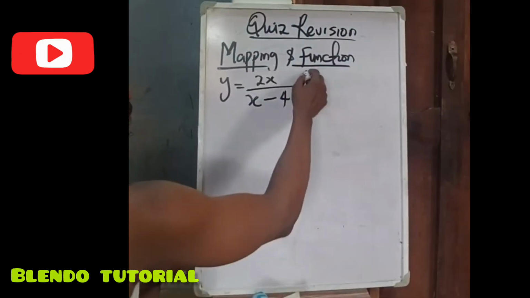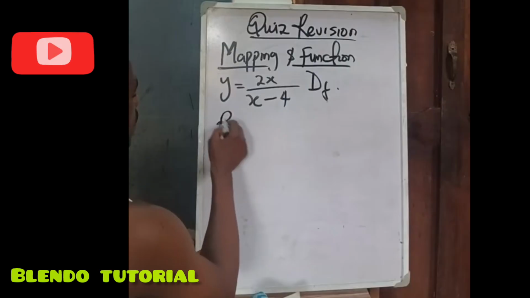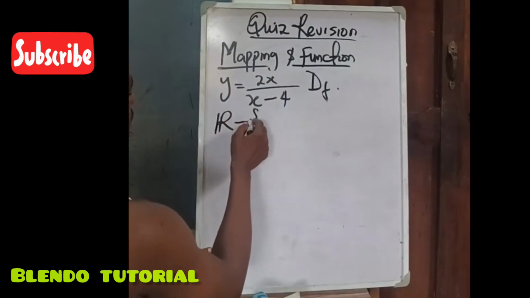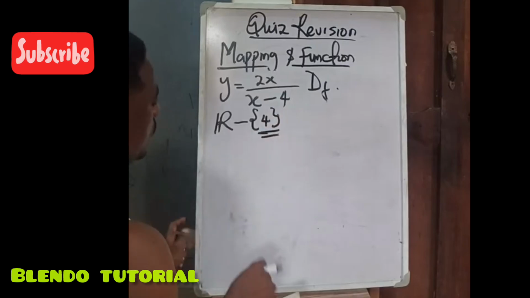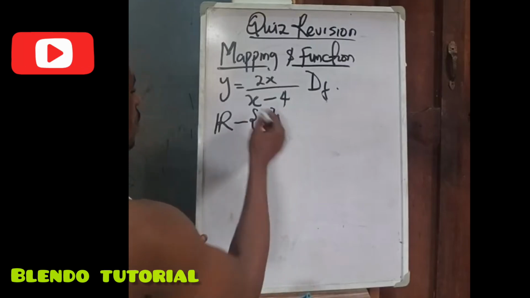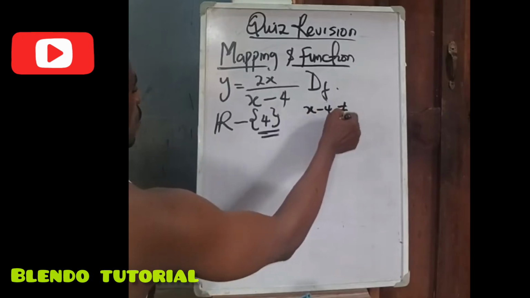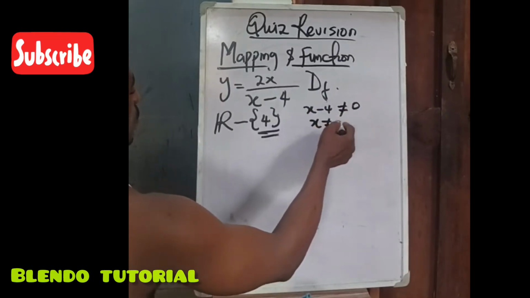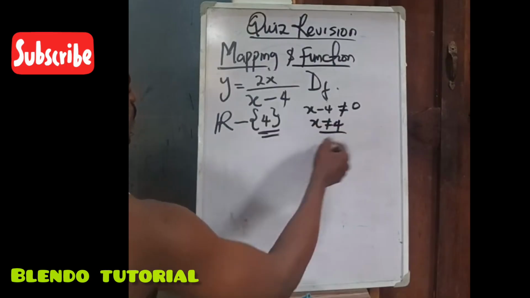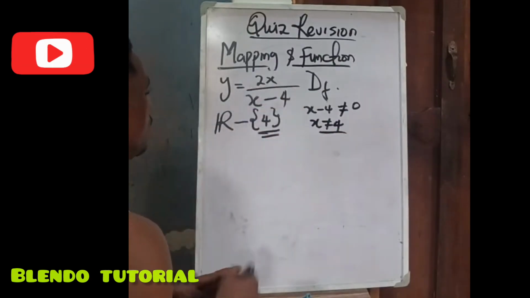And you're asked to find the domain of this function. What will be the answer? All real numbers except 4. Because you have to say x minus 4 is not equal to 0. So x is not equal to 4. That is why it is all real numbers except 4. This is the domain.